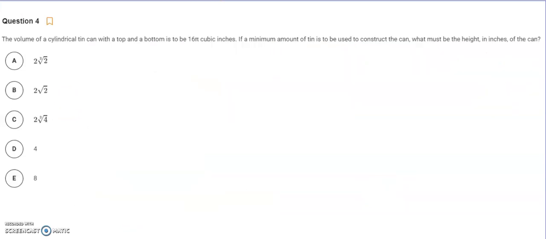All right. Volume of a cylindrical tin can with a top and a bottom is to be 16 cubic inches. So, sorry, 16 pi cubic inches. So this is representing a volume. So a volume of a cylinder is going to be pi r squared h. The minimum amount of tin is to be used. What must the height in inches be of the can?